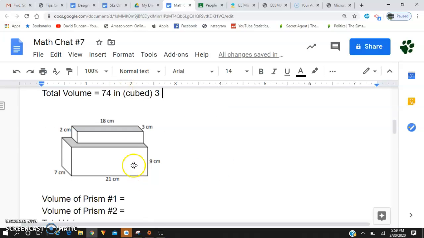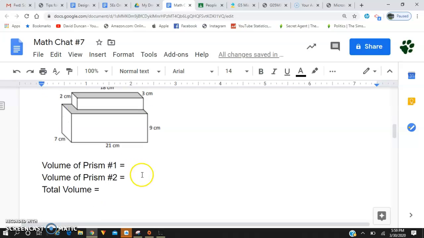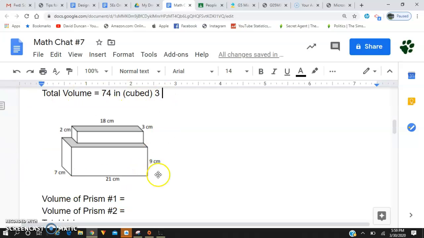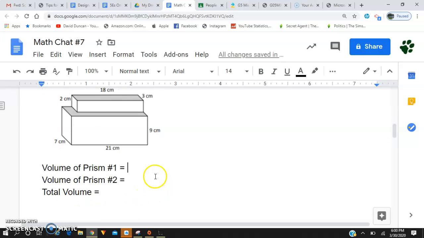I'm going to jump down here to number 2, and I'm going to help you guys out here with number 2. I'm just going to get you started, and I don't want to finish all the work for you guys. Okay, again, think of these two individual prisms. Let's think this top one is prism 1, the bottom one is prism 2, and we're going to add the individual volumes together to get our total volume.